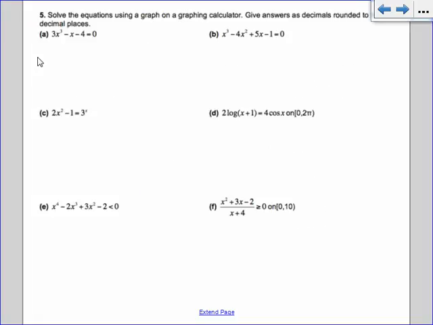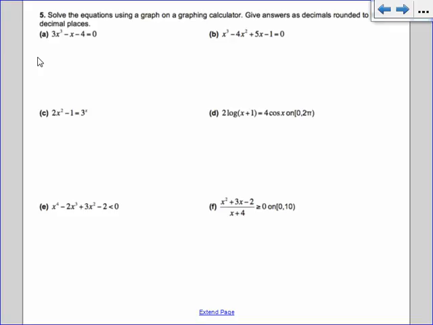All right, so enough with logarithms. So let's use our graphing calculator. It says solve the equations using a graph on a graphing calculator. Give answers as decimals rounded to 3 decimal places. All right, so we have 3x cubed minus x minus 4 equals 0. So we're going to want to find a 0 using our calculator. So that's going to involve left bound, right bound.